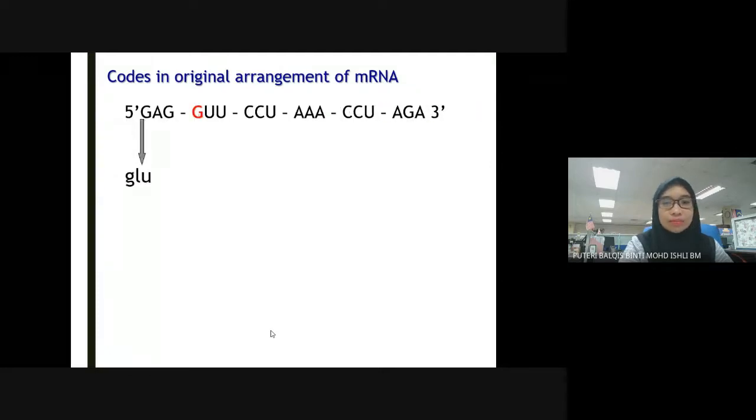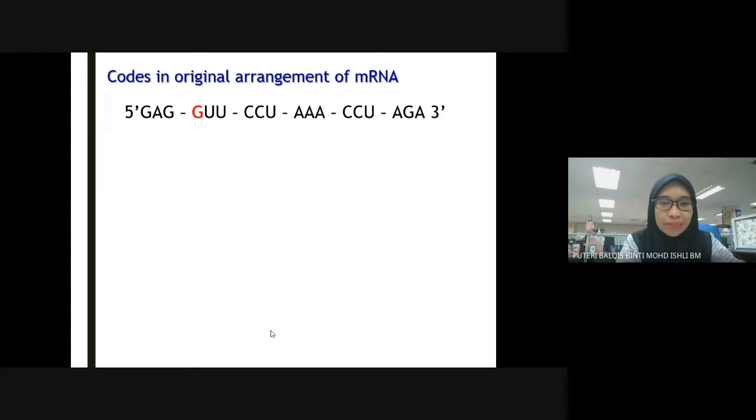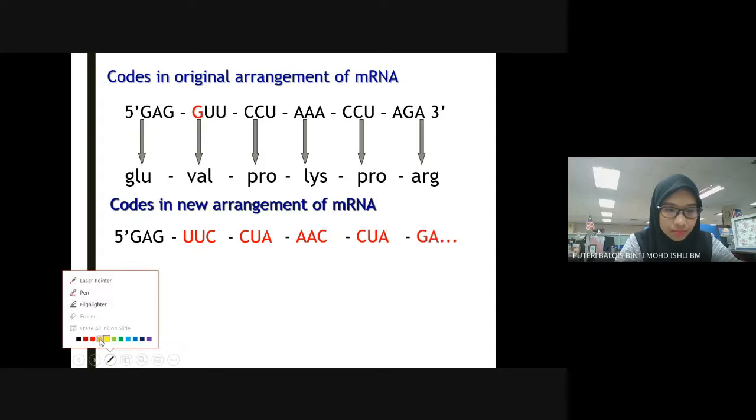Okay, frame shift. So codes in original arrangement of mRNA. So this is mRNA. So we can see glutamic acid, valine, proline, lysine, proline, and arginine. Okay, well, when there is mutation, for example, we have deletion. Okay, kita delete G. So once kita delete G, kita tak boleh baca codon 2 saja.